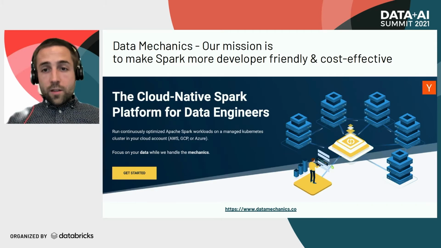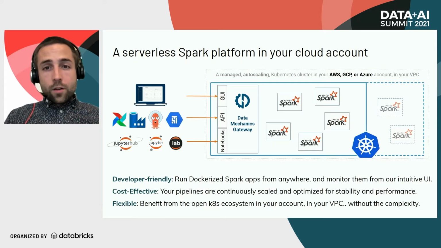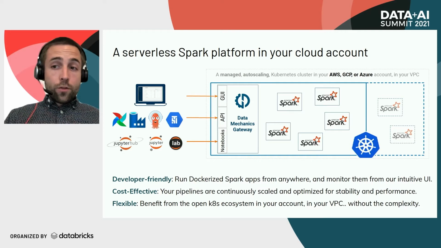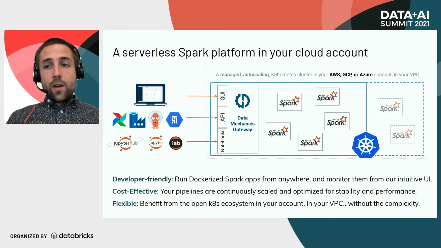Now, on this Kubernetes cluster, there is one service running all the time called the gateway. And the gateway is the entry point to start Spark applications, either by connecting a Jupyter Notebook, or Jupyter Hub, Jupyter Lab, or by using our API or one of our scheduler connectors like Airflow, Azure Data Factory, Composer, Argo, and so on.